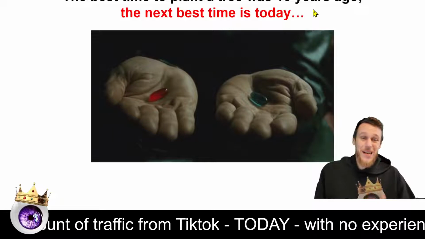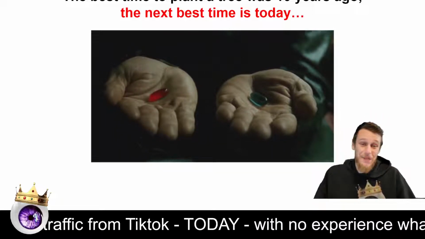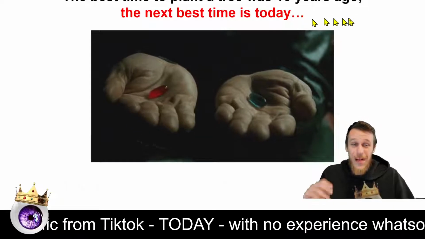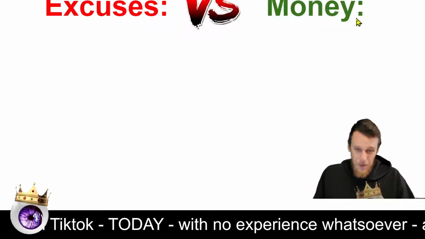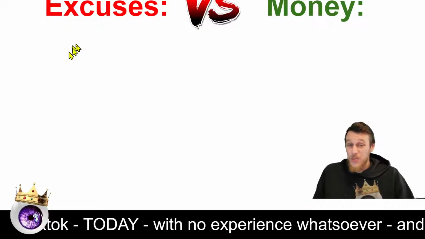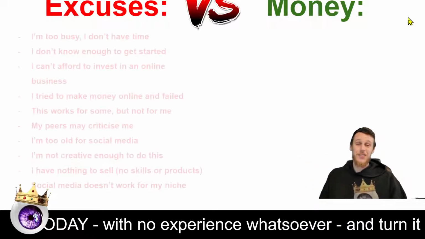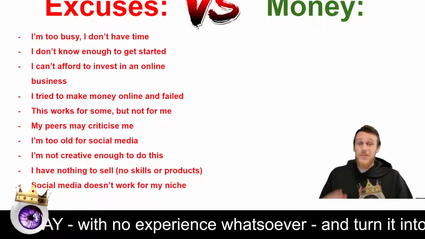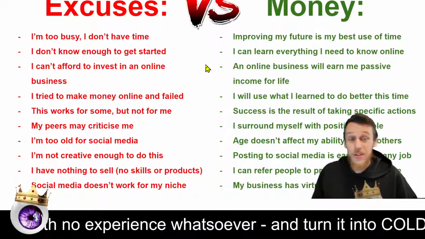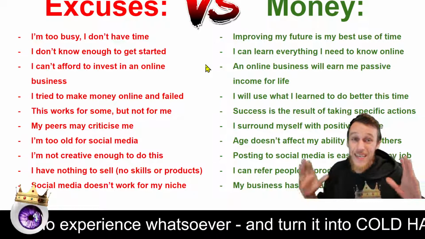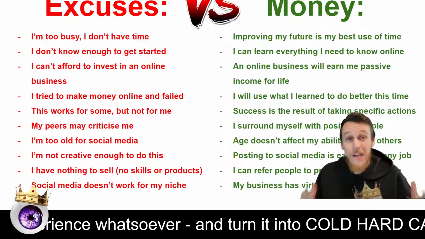So the best time to plant a tree was 10 years ago. The next best time is today. So at this point in time, you have a decision to make right now. You can either make excuses or you can make money. Now, I know a lot of people think this mindset stuff is cheesy, but I just want to show you some examples of this because it was super important to me and it took me years to figure this stuff out, and I don't want it to take you years. I just want to break it down in black and white or in red and green for you right now.